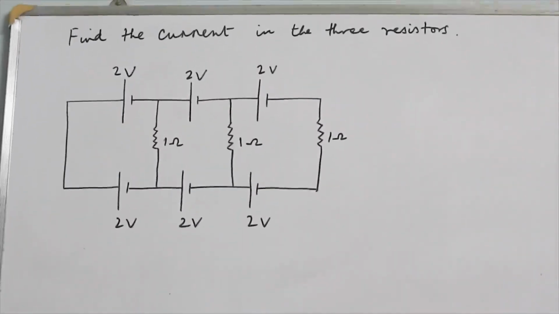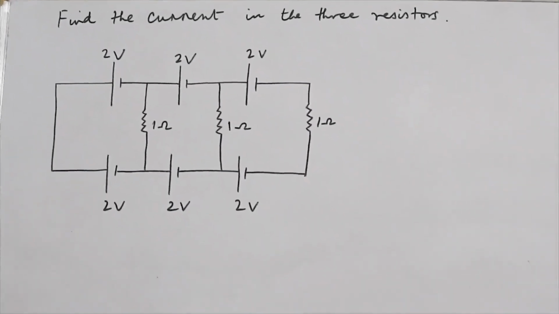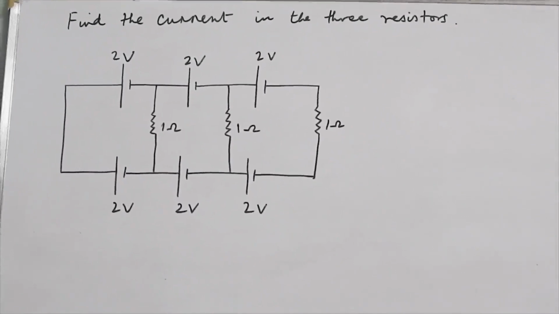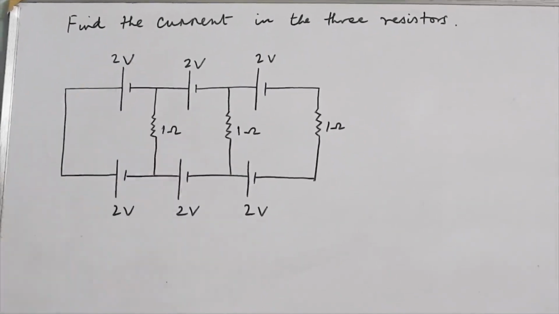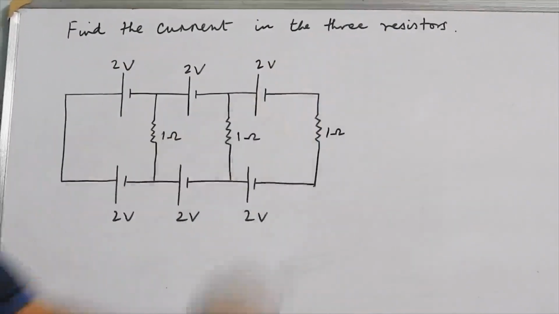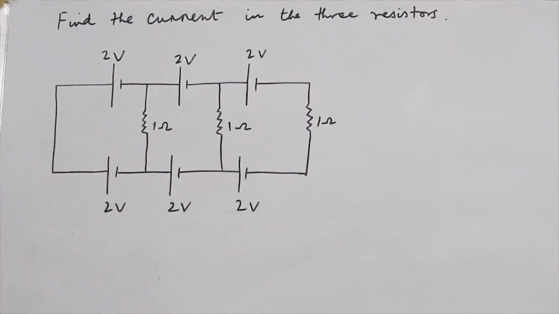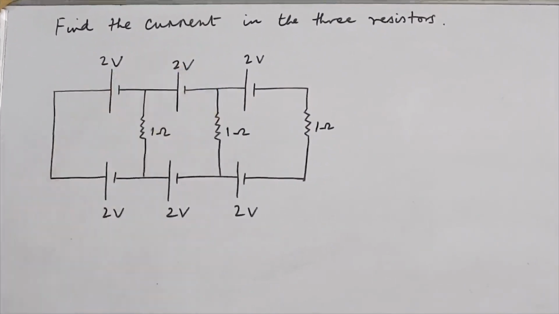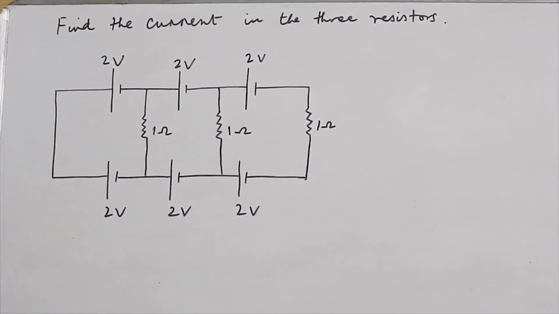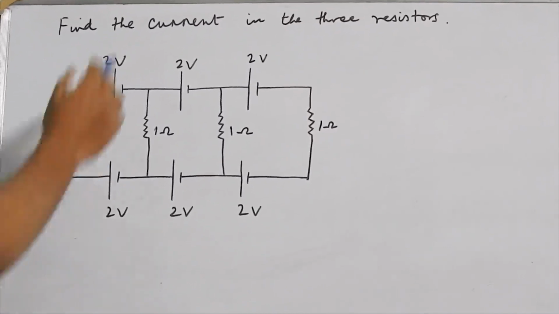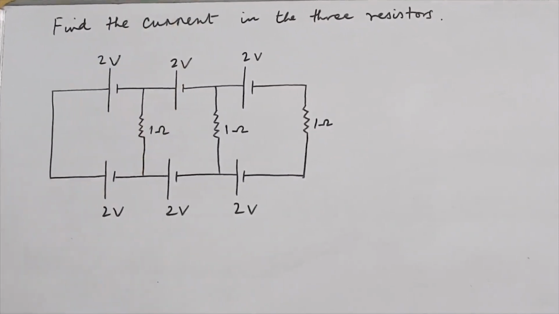The next problem is a problem from H.C. Verma textbook. Now in this problem, it is required to find the current through all the resistors. We have 3 resistors, 1 ohm, 1 ohm and 1 ohm, and there are 6 batteries or cells connected, each of 2 volt. Obviously in this problem we can use Kirchhoff's law to calculate the current in the 3 resistors.